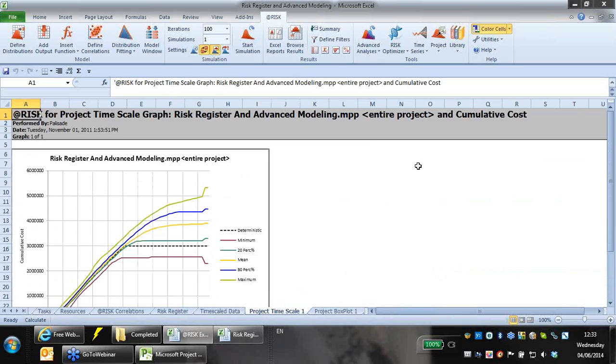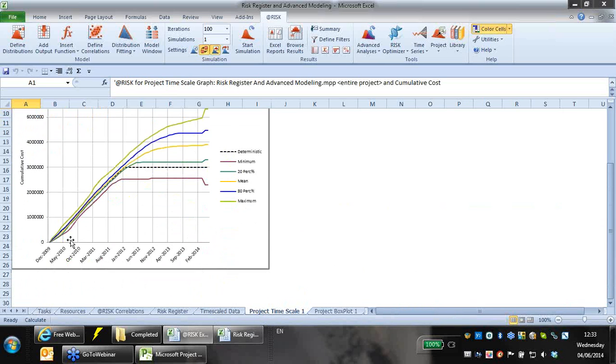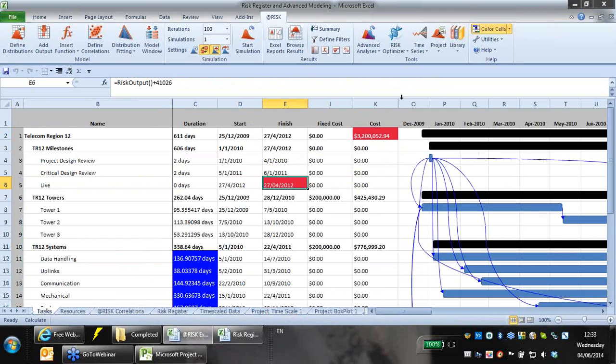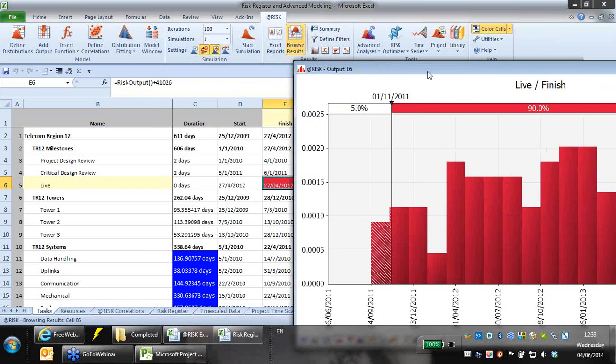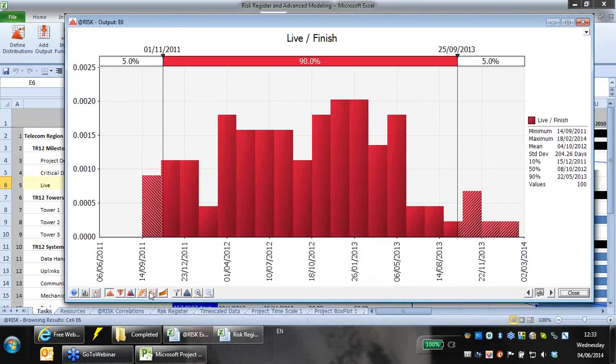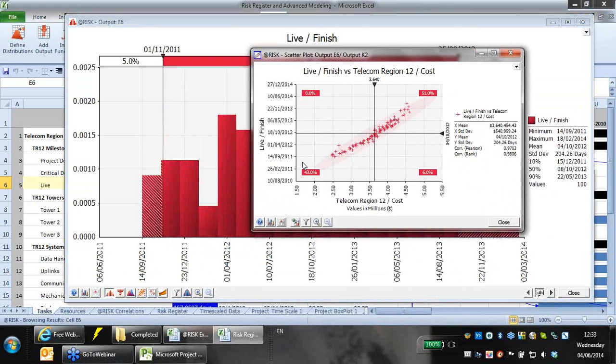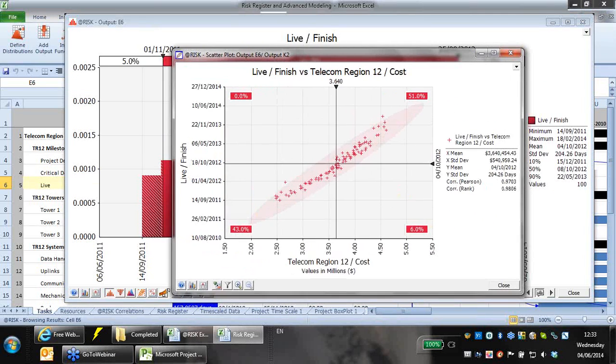We can also pull out timescale data to look at the cost of a project over the whole time frame, which is really, really useful. And actually we can do some quite cool things with this as well, like look at the interplay between cost and schedule. So if I go here, I'm going to add in the cost. And now I'm plotting cost and schedule on the same graph.